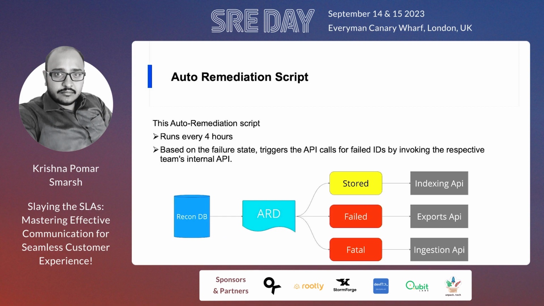And then this is the last script that we have in the workflow, which is the auto remediation script. What this script does is it runs every 4 hours, right? And it tries to pick up the failed states. For example, in this case, there are stored IDs which have been sent to the indexing API. The indexing team exposes this API, and we need to run these IDs against that particular API. Similarly, all the failed IDs need to be called by an exports API, and the fatal messages are called by the ingestion API. So we are basically trying to retry the mechanism, right? By calling the respective APIs.